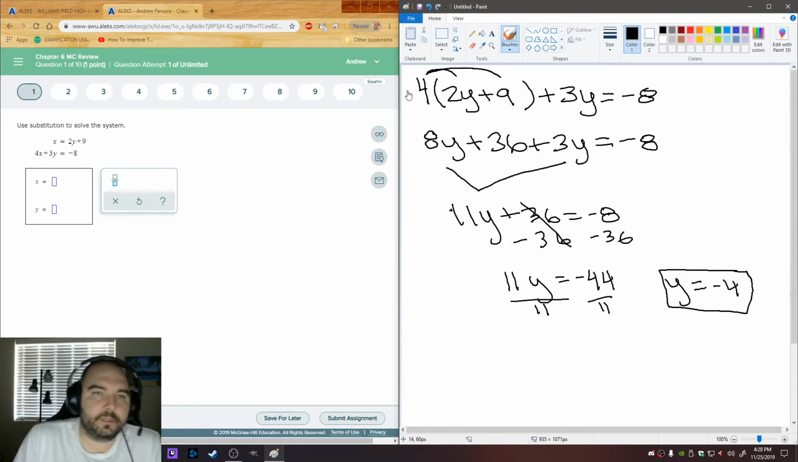So let me recap the steps here. First, we substituted. We took x out and turned it into the stuff x equals. Then we distributed, combined like terms, moved some things around. We got y by itself, so y equals -4.